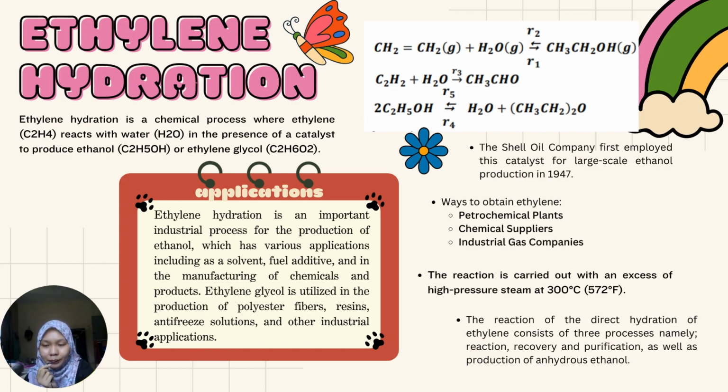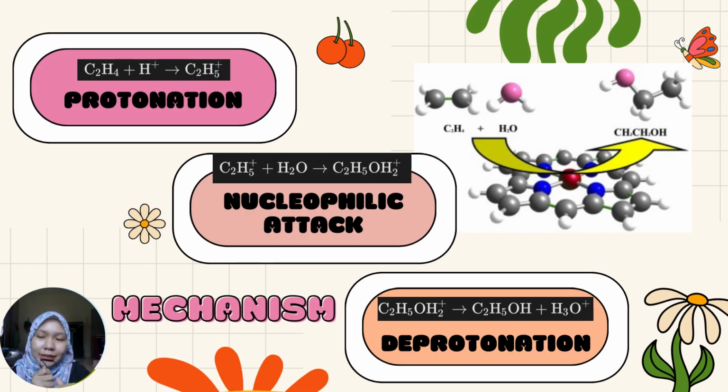industrial customer. The reaction is carried out with an excess of high pressure steam at 300 degrees Celsius or 572 degrees Fahrenheit. High pressure and temperature are necessary to drive the reaction forward and achieve a reasonable reaction rate. The mechanism that occurs during this process begins with protonation of ethylene. In the presence of an acid catalyst, ethylene is protonated. This protonation occurs at one of the carbon atoms in the double bond, forming a carbocation intermediate.